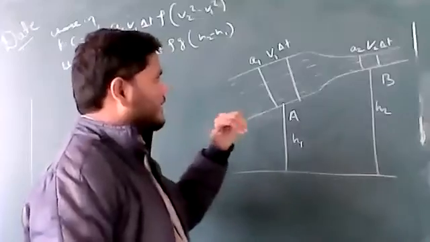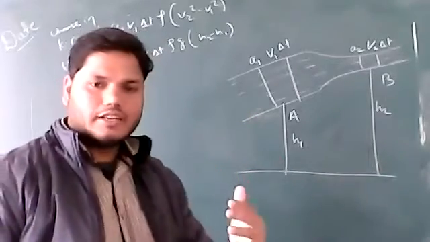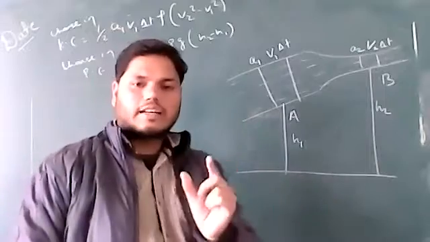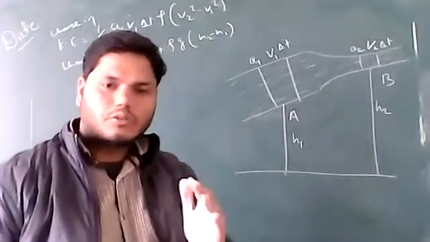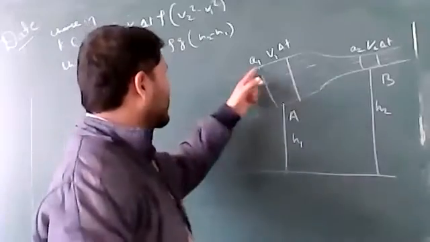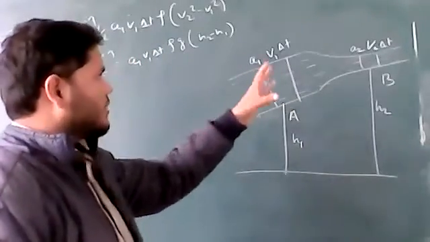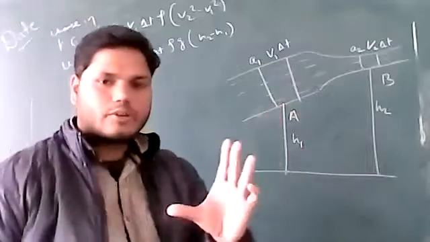Bernoulli theorem says that the total pressure energy plus kinetic energy plus potential energy, the sum of the total energy, will remain constant throughout the flow if the fluid flow is streamline flow. So here the total energy, that means total pressure energy plus kinetic energy plus potential energy, will remain constant, that we have to prove.